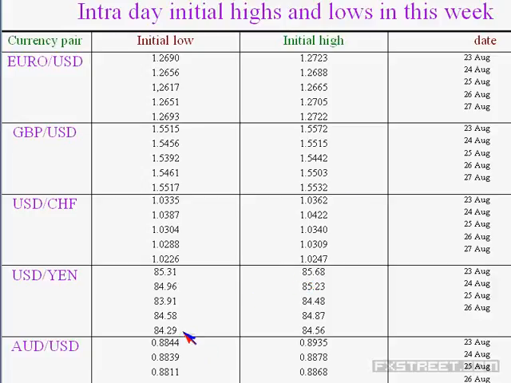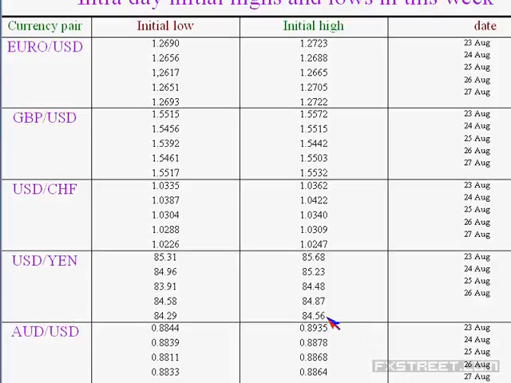Then USD Yen, 84.29 is the low, and they dropped a little bit. They went up to the 85 area. 84.56 was the initial high, and then they formed a new high, 85.10, and then subsequently they have come below 84.56. So you can understand a quick upward stop they have made, and then subsequently they have dropped it in one go, and now they are just holding around this.